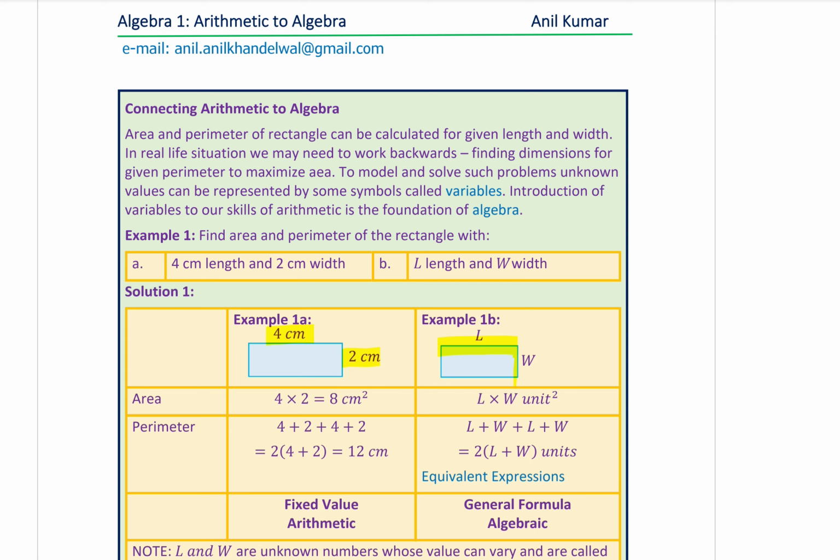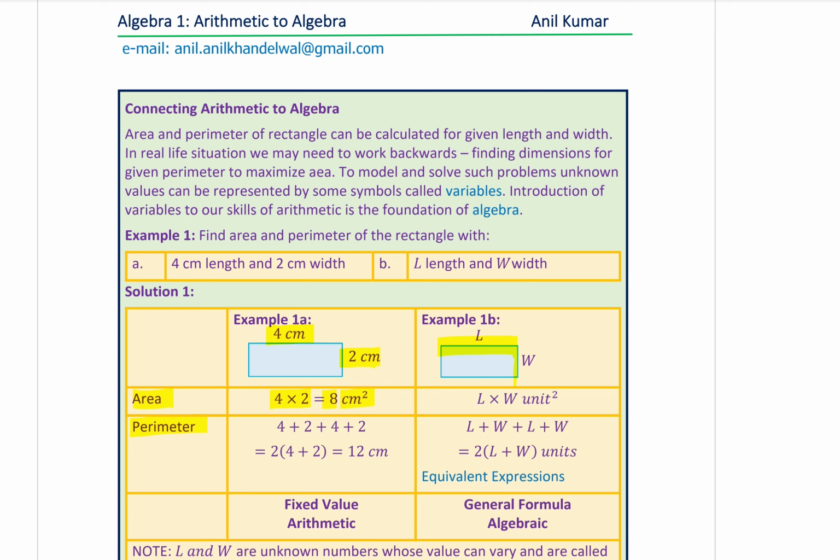Well, if the length is 4 centimeters and width is 2 centimeters, in that case, what is the area? Area will be product of these two numbers, that is 4 times 2, which gives us 8. The units become centimeters square. And how about the perimeter? Well, the perimeter will be sum of all the sides.